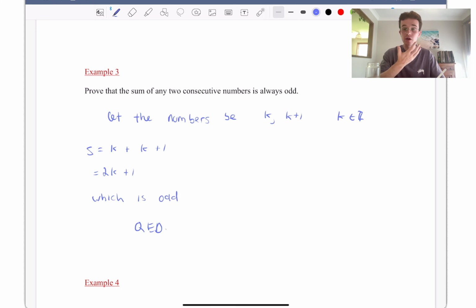So again, we're not over complicating these questions. We're just going to let it equal some expression that's always odd, or always a consecutive number, adding them together, and hopefully it figures out what we're trying to prove. In this case it does.